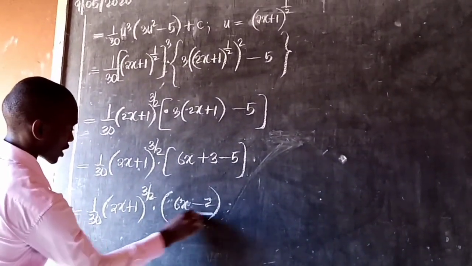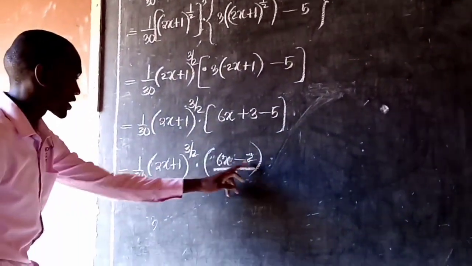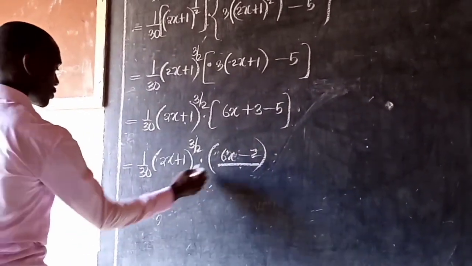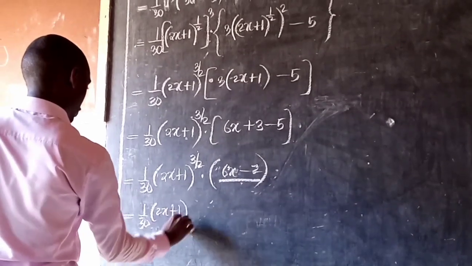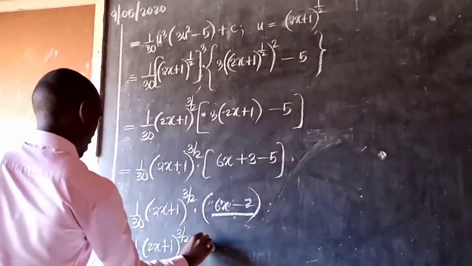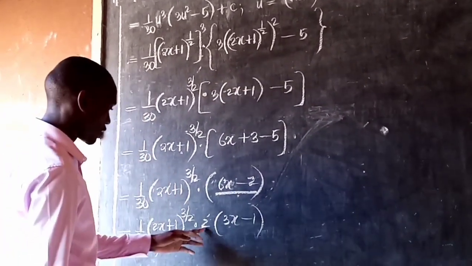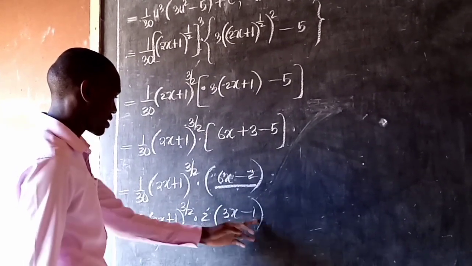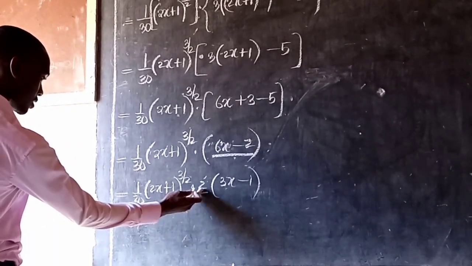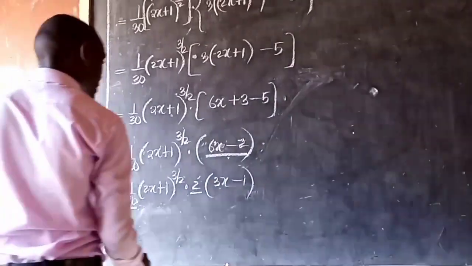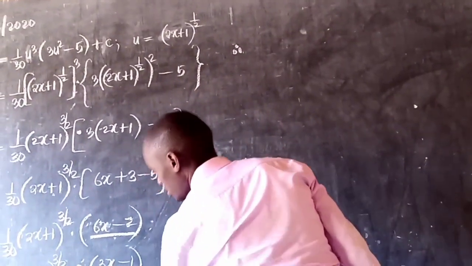If you're careful, you all agree with me there is a common factor here, ability to simplify. The common factor is 2. Take out the 2. When you factorize out that 2, (2x plus 1) power 3 over 2, then inside you will have 3x minus 1. 2 out, 2 hits back, you get a 6 here and a 2 there. This 2, I reduce it with 30. 30 by 2, you get 15. So resultantly, 30 by 2 is 15.